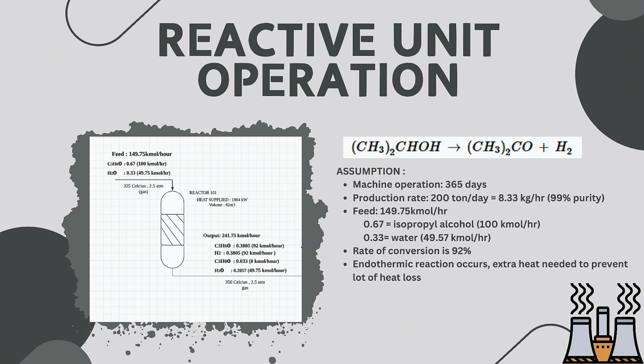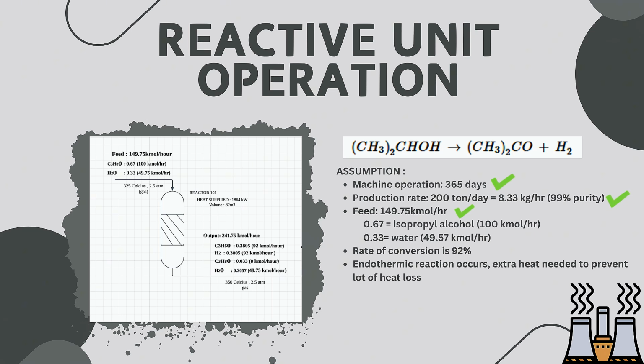For the reactive unit operation, the first method is that we need to construct the chemical equation. And here is the chemical equation, where IPA turns into acetone and hydrogen gas. So the assumptions that need to be taken are, first, the machine is operating 365 days. The production rate is equal to 8.33 kg per hour and has the required purity. The feed is equal to 149.75 kg per hour.